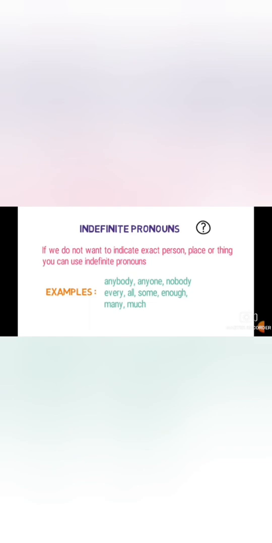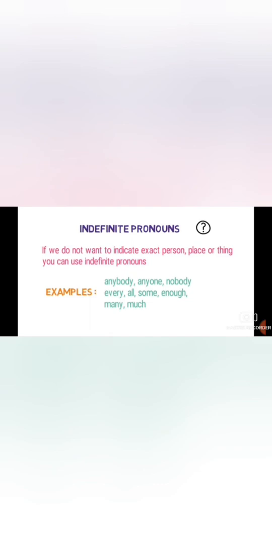After that, students, we have indefinite pronoun. Indefinite pronoun is used if we do not want to indicate an exact person, place or thing. Or you can also say, if you don't know the exact person, exact place or exact thing, then you can say that this is indefinite pronoun. For nouns that you don't know, you use indefinite pronouns. Examples will be anybody, anyone, nobody, every, all, some, enough, many, much.